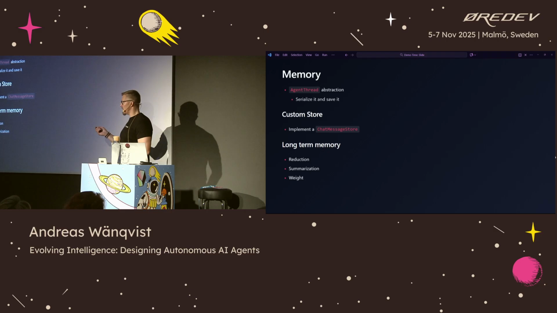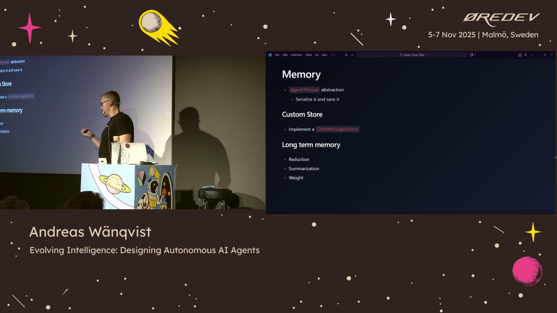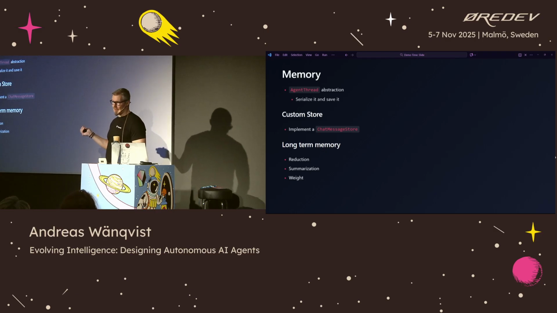Reducing the memory is basically, you can choose to either truncate if you want to keep it super simple, or you do something like send it into another agent and say reduce this, summarize it, and then you save that.